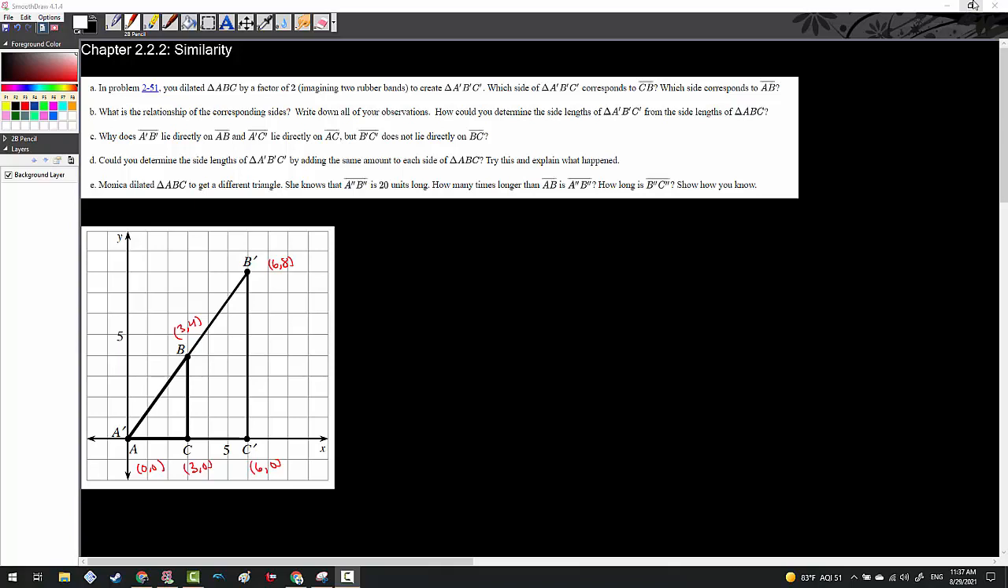It begins with this problem diagram down here in problem A. It says in problem 51, you dilated triangle ABC by a factor of 2, imagining two rubber bands, to create A prime, B prime, C prime. Which side of A prime, B prime, C prime corresponds to side CB, and which side corresponds to side AB?